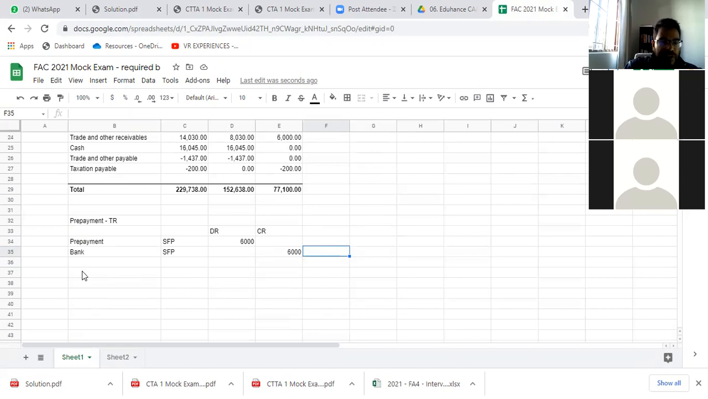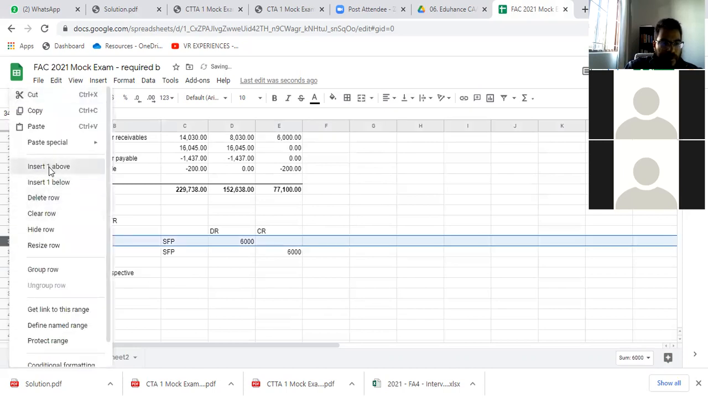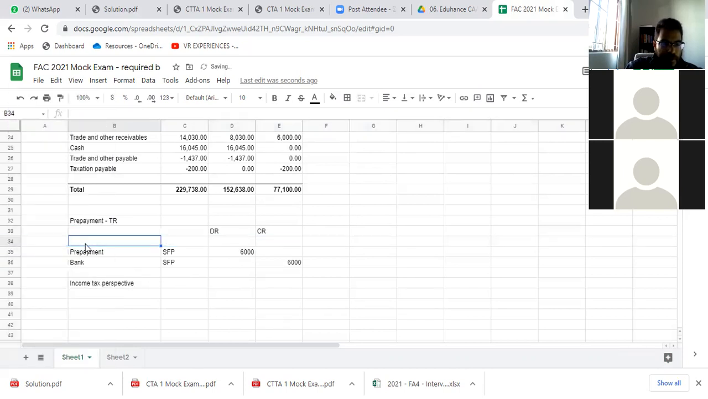So now from a SARS perspective, from an income tax perspective, okay, so that is correct. From an income tax perspective, this is what he did. He did the following. Okay.